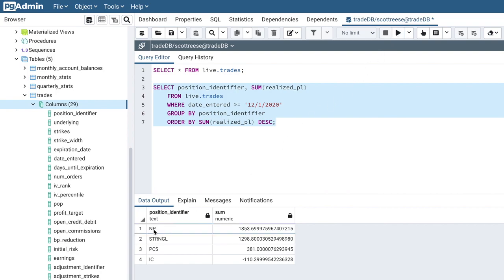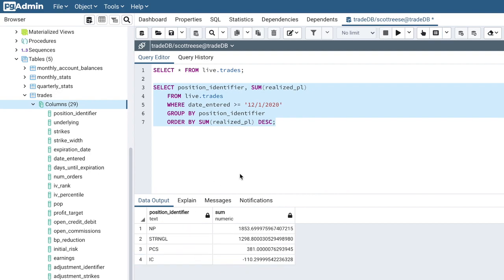And there you go. Down here, this NP stands for naked put. So for all the naked puts that I have sold since December 1st, 2020, my total realized P&L up to this point is $1,853. And then likewise, for all the strangles I have sold since December 1st, 2020, my current profit and loss for those position types is $1,298. And then for put credit spreads, that's what PCS stands for, $381. And then lastly, for iron condors, that's what IC stands for. I have actually not been profitable with these positions at least since December of last year. Right now, I've lost $110 with these kinds of strategies.